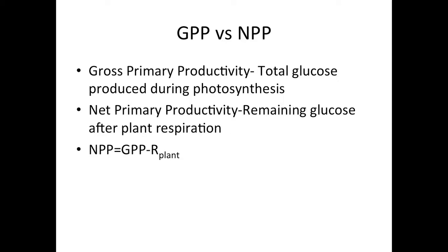Gross primary productivity is the total glucose produced during photosynthesis. This is the total amount of energy produced by a plant. Net primary productivity is what remains after the plant uses some energy to respire. Net primary productivity is calculated by gross primary productivity minus the plant's respiration.